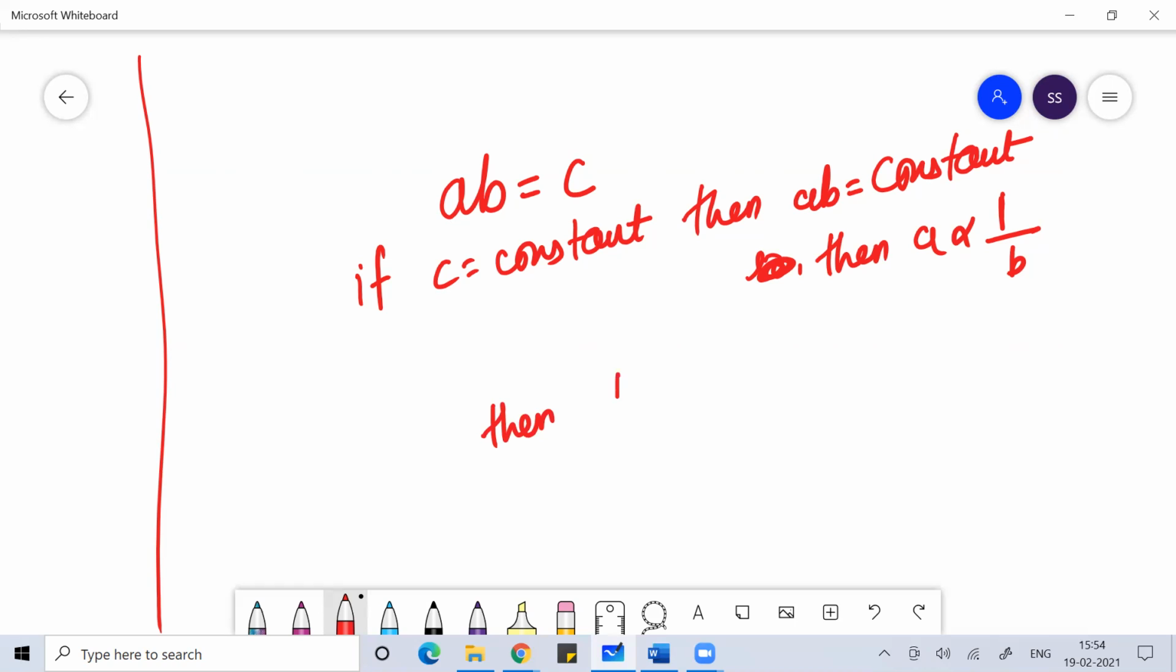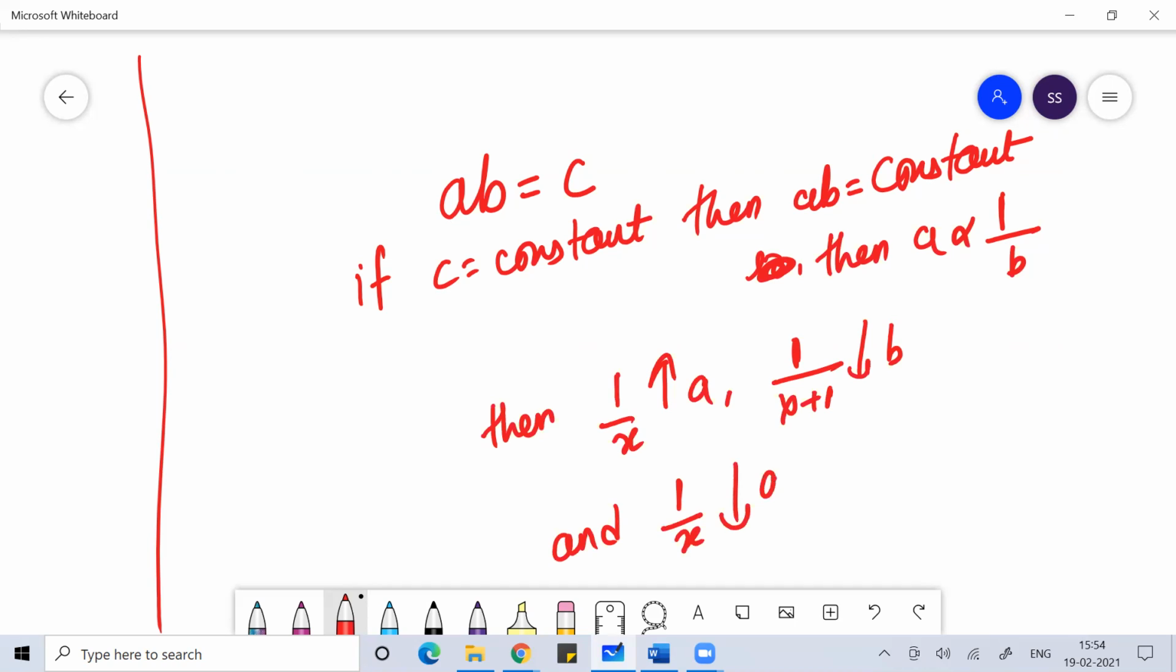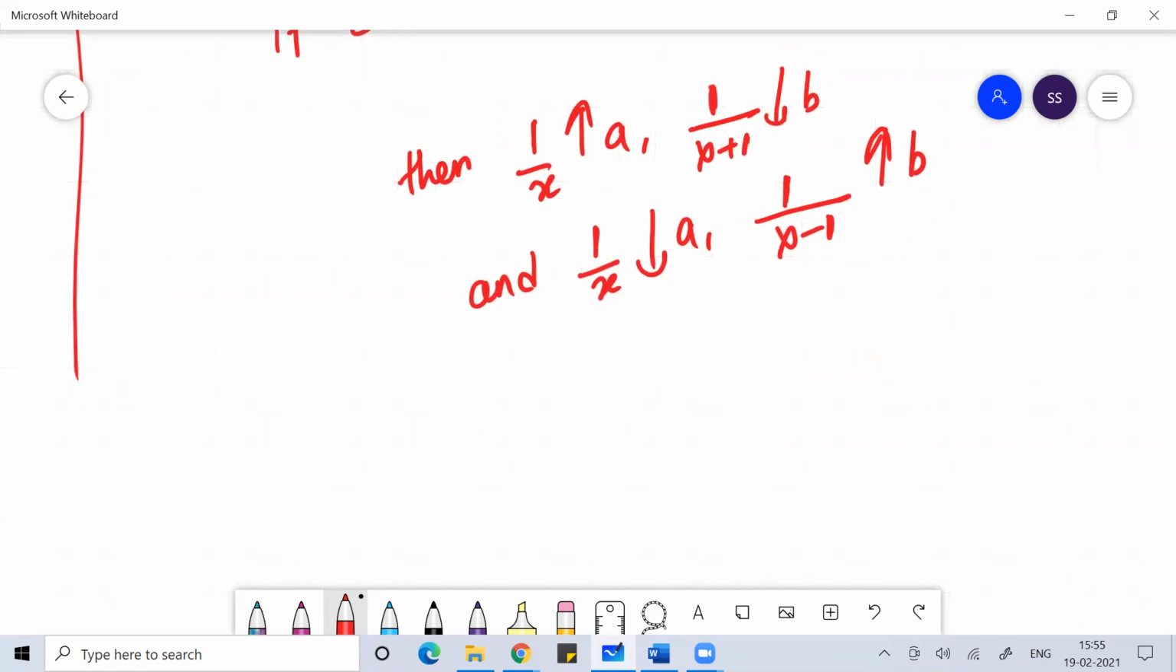Understand, 1 by x increase in one variable will bring 1 by x plus 1 decrease in the other variable, and similarly 1 by x decrease in one variable will bring 1 by x minus 1 increase in the other variable. So remember that whenever the product of two variables is constant, 1 by x increase in one variable will bring 1 by x plus 1 decrease in the other variable, or 1 by x decrease in one variable will bring 1 by x minus 1 increase in the other variable. Remember this part.